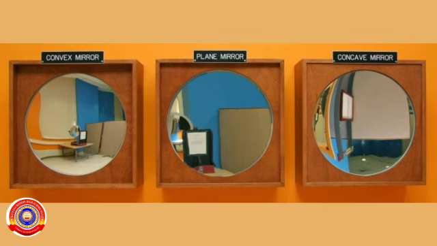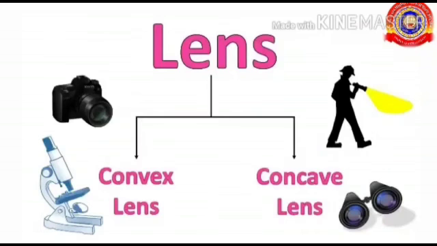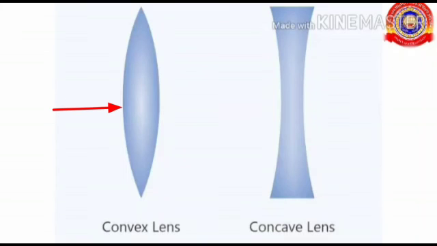Mirrors are objects that reflect light. Let's see a few other objects which allow light to pass through them, and they are called lenses. There are two types of lenses, concave lens and convex lens. A lens with a thick central portion and thin edges is called a convex lens, and a lens with a thin central portion and thick edges is called a concave lens.